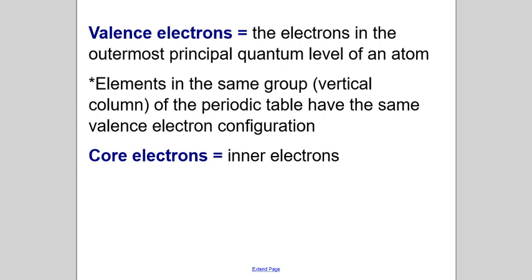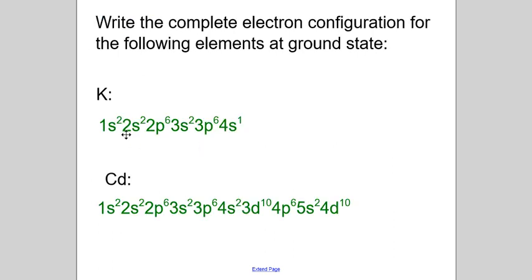Okay, again, valence electrons versus core electrons. Valence electrons are the electrons with the highest energy level, so the outermost electrons. Core electrons are inner electrons. So going back, I have energy levels 1, 2, 3, and 4. This right here, this 4s, is the highest energy level electron, so he has 1 valence electron. Cadmium down here, well, his highest quantum number is this 5s, so he has 2 valence electrons because he only has 2 electrons that are in that 5th energy level.